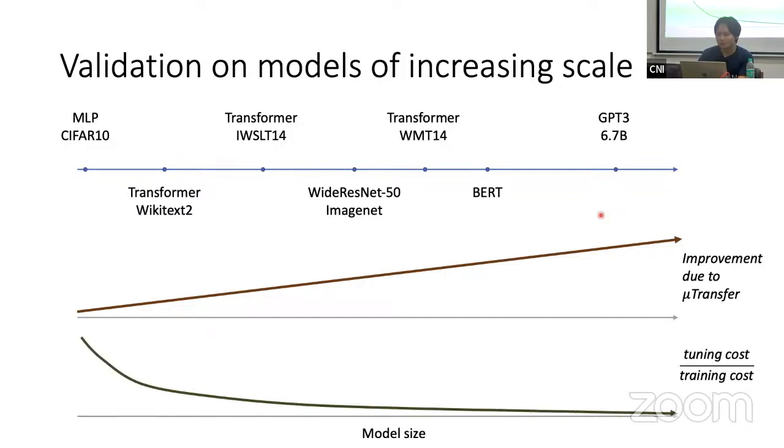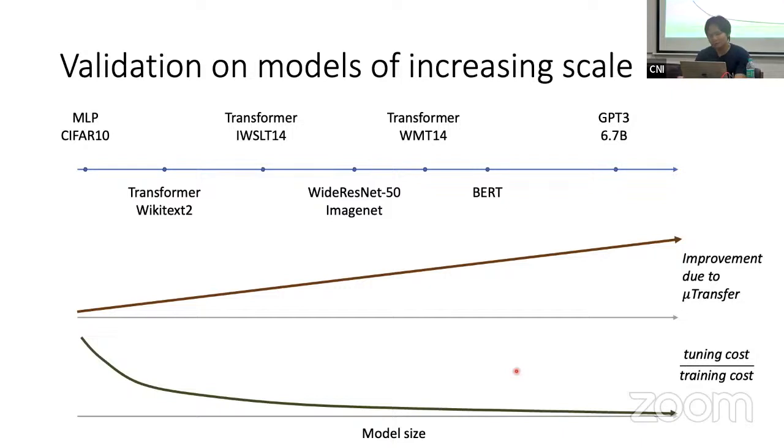The other pattern you can see from training and retuning these models is that the cost of tuning, the cost of applying muTransfer, actually decreases with the model scale, when you compare it to the fraction of the total training cost.